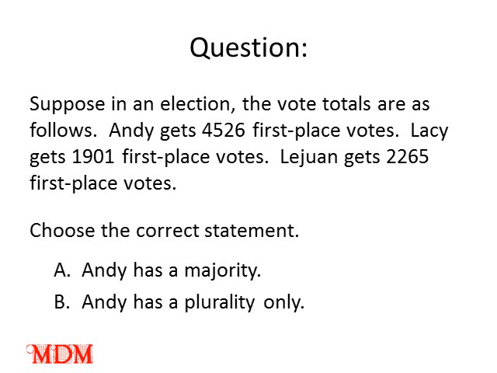50% of 8,692 is 4,346. So, if someone received more than 4,346 votes, that person would have received a majority. Andy got 4,526 votes, and therefore Andy has a majority.